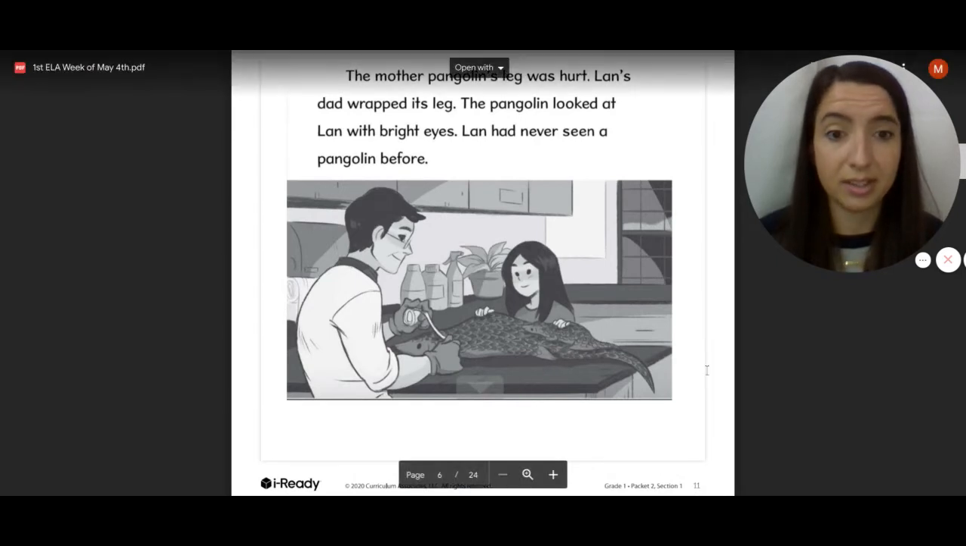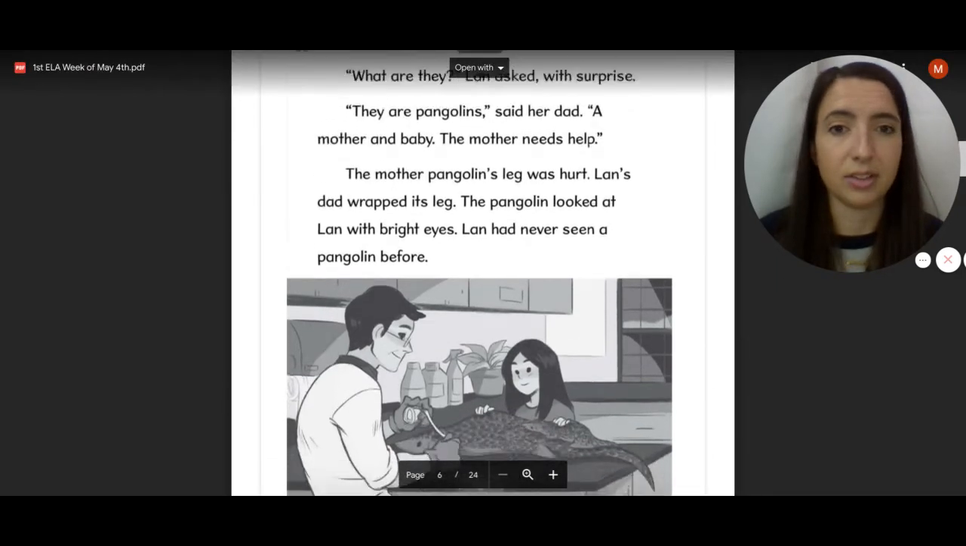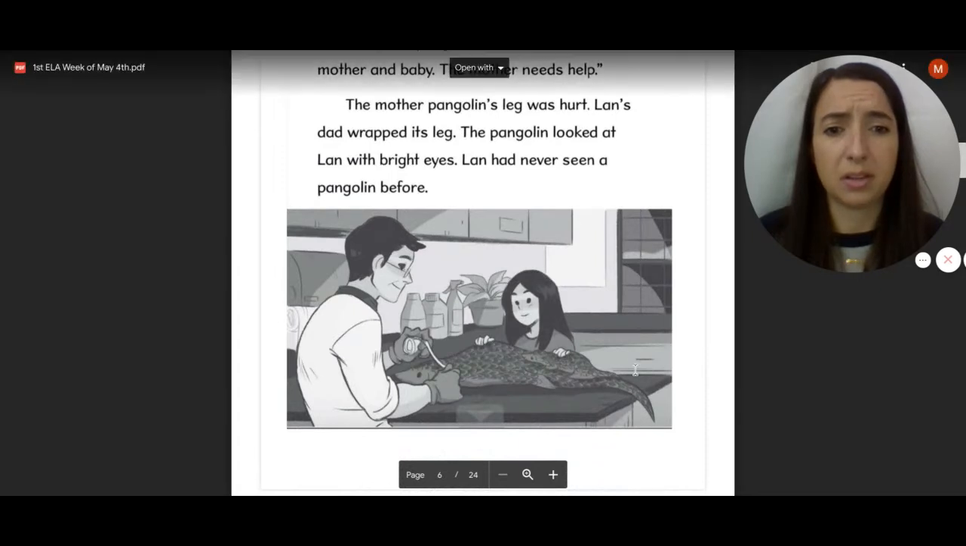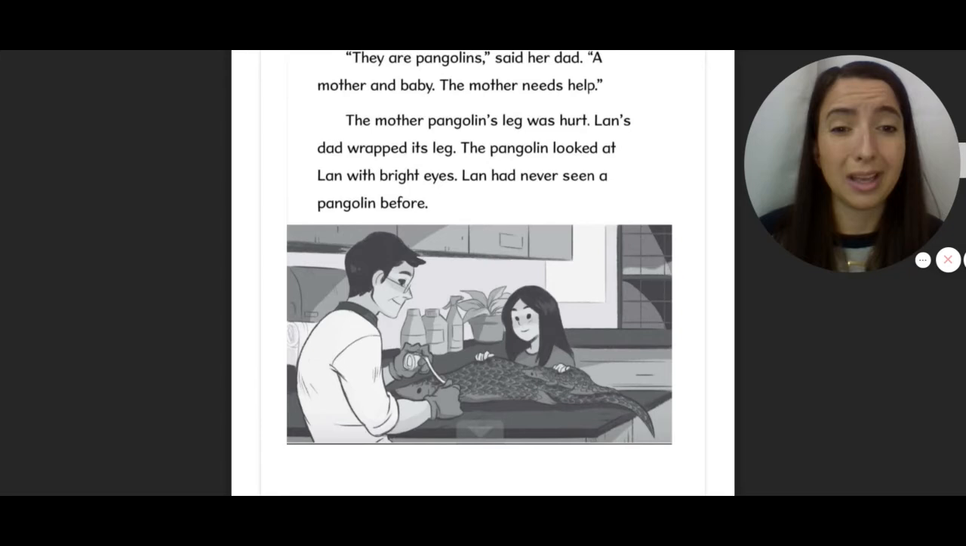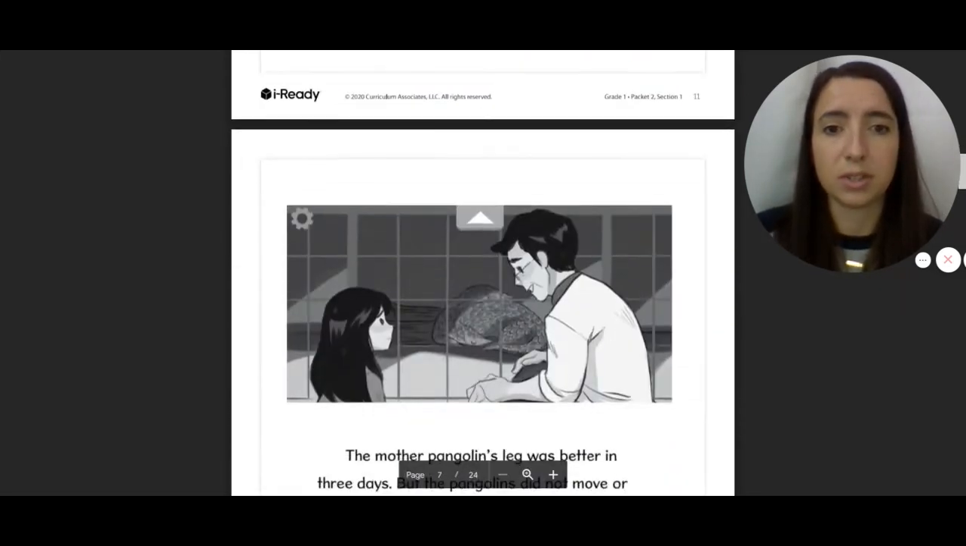Have you ever seen a pangolin? I don't think I have, even at the zoo. What do we know about this pangolin? We know that there's a mom and a baby, and the mom's leg is hurt, so hopefully the Animal Rescue Center will be able to help.